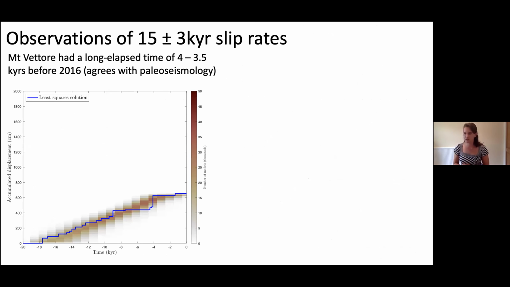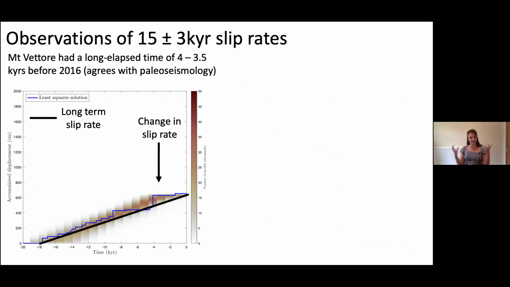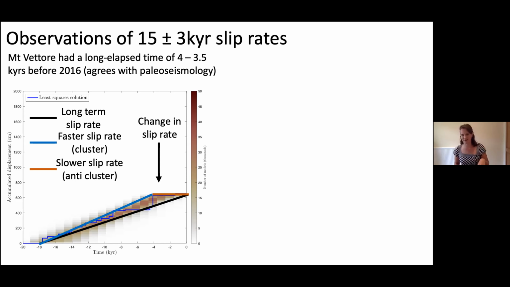So what does this data look like? This is the slip history for the Monte Vetri fault. Note that the samples were taken prior to 2016. What we can see is that the blue line is our best fit, the least squares solution, and the colors indicate the density of other models available. And what we see is that there's a change in the slip rate. If we look at the long-term slip rate, which is the slip rate over 15,000 years, we see that there is a period where there was a faster slip rate, which I'm calling a cluster, and a slower slip rate, which I'm calling an anti-cluster. And there's that change at about 4,000 to 3,500 years ago.